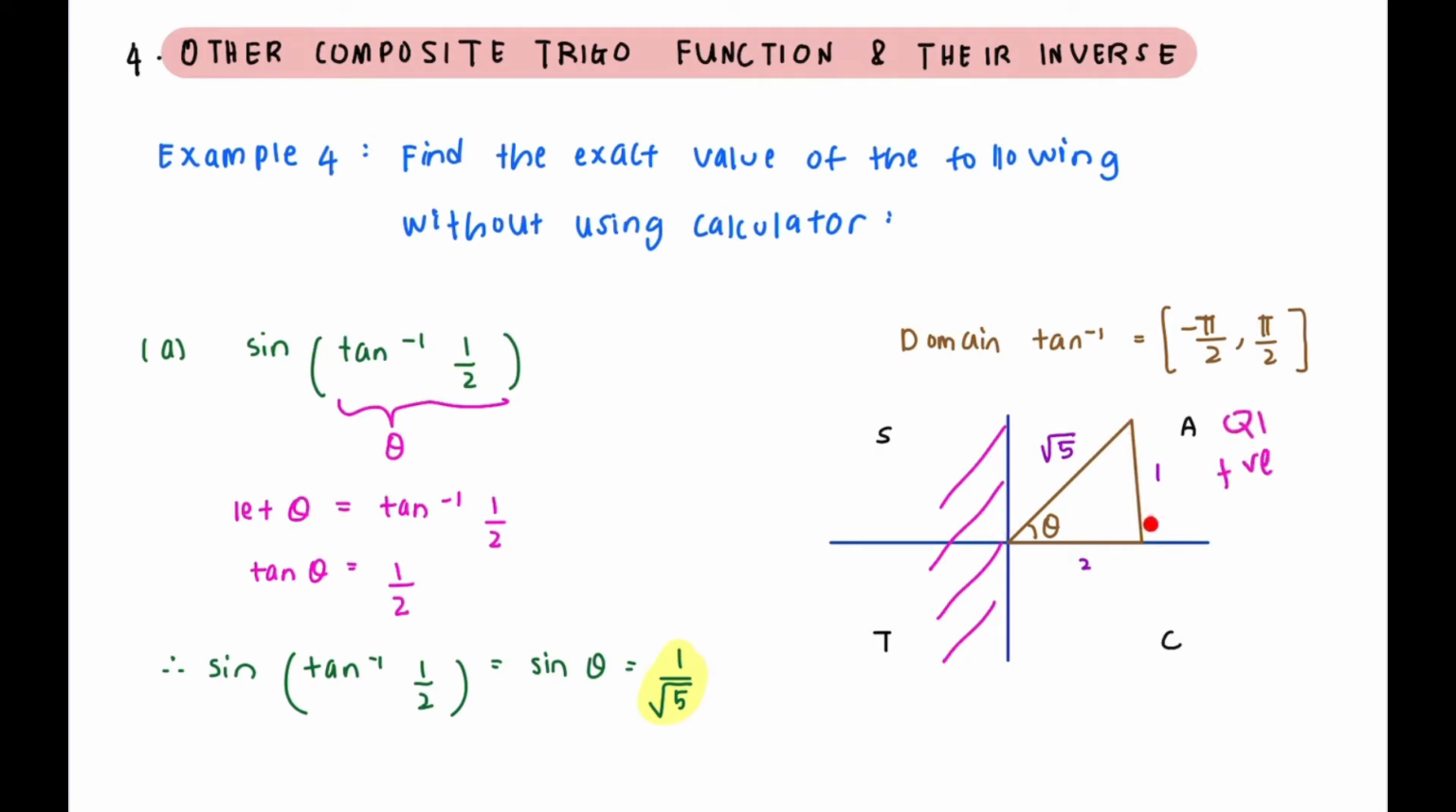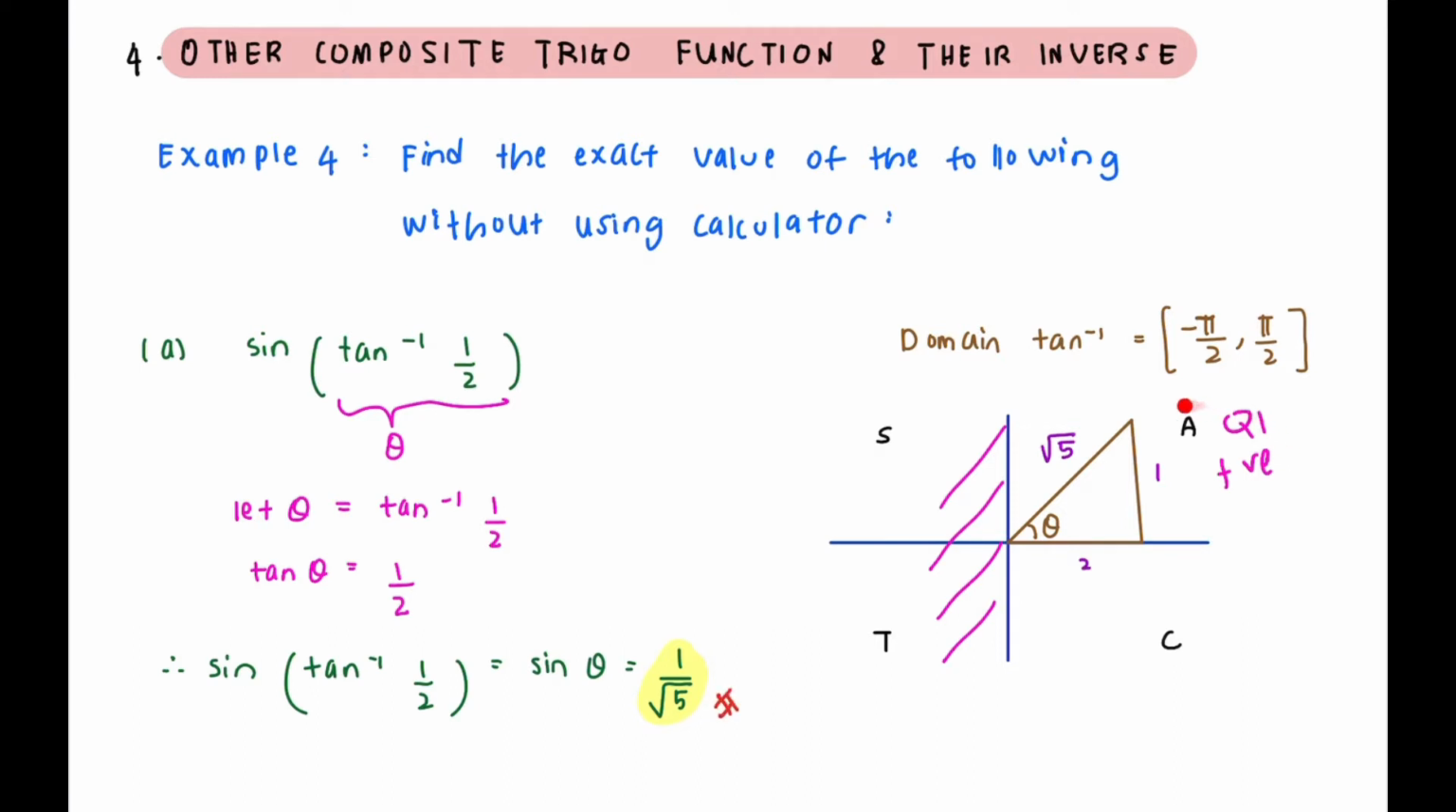So, let's draw the triangle here. And then, let's fill in the value. Tangent theta is 1 over 2. So, your angle is theta. Tangent is opposite over adjacent, 1 over 2. Therefore, the hypotenuse using Pythagorean theorem is square root of 5. Now, let's rewrite the question back. This is sine compose inverse tangent 1 over 2, which is sine theta. And then just read theta from here. Sine theta is opposite over hypotenuse, 1 over square root of 5. So this is your final answer.